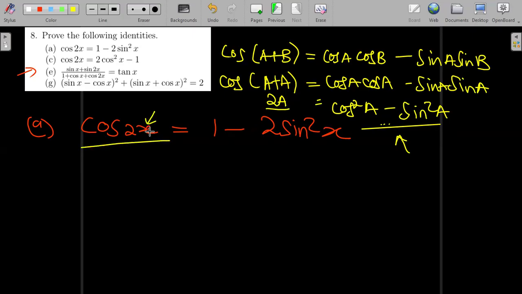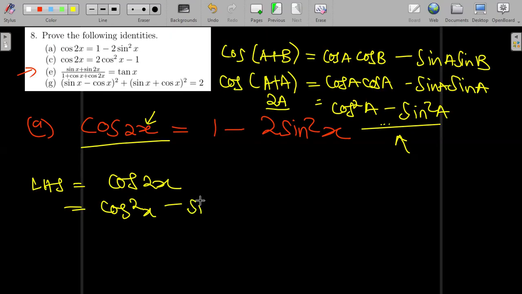In this case, they have just changed the variable, so the variable now is x. We can say that our left hand side, which is cos 2x, is the same as cos squared x minus sine squared x. And I want to show that this left hand side is actually equal to the right hand side.